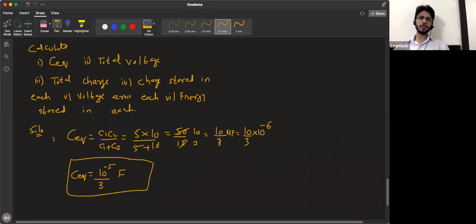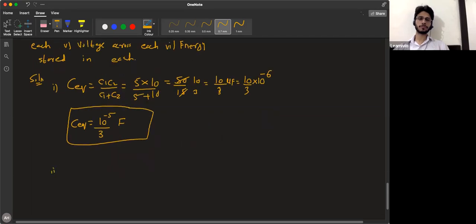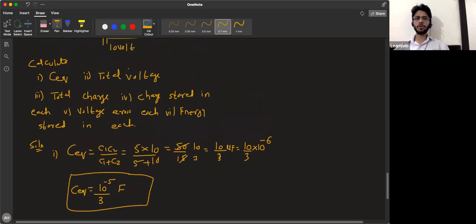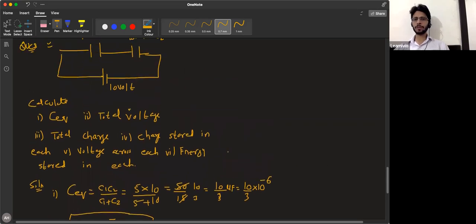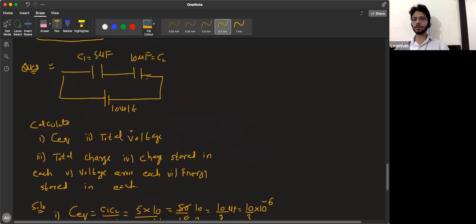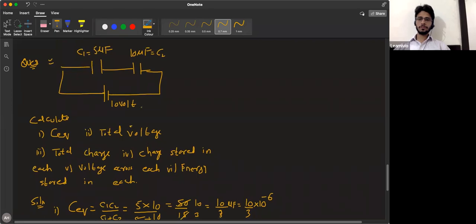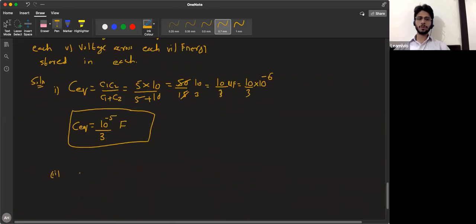Once you have C equivalent, you can calculate total voltage across the circuit. What is the expression for total voltage across the circuit? See, this EMF of the cell is the total voltage across the circuit. So the total voltage across the circuit is 10 volt. That is the total voltage.